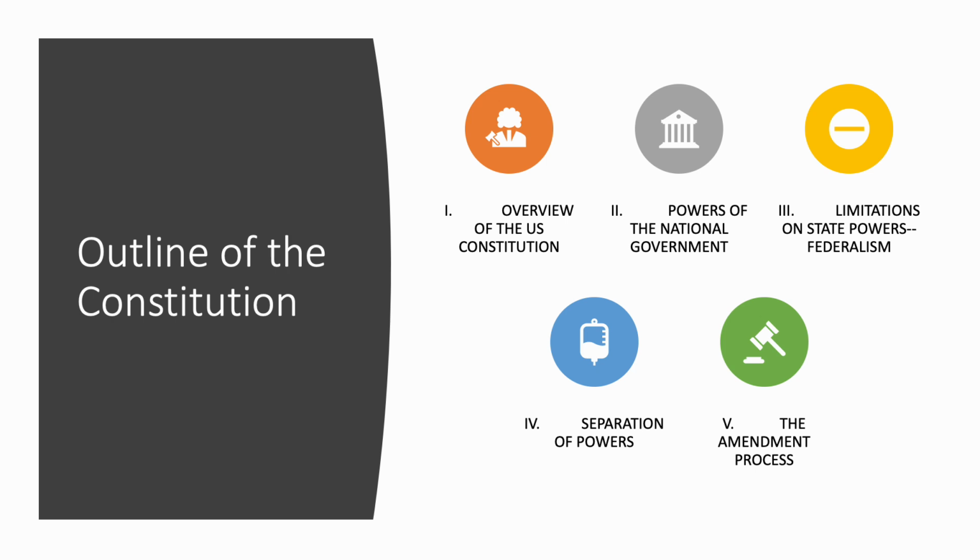So we'll go through an overview, and then we'll talk about the powers of the national government. Then we will go, and this is more in the second half of this, limitations on state powers and federalism, the doctrine of federalism, separation of powers between the branches of the government, and how the Constitution is amended.